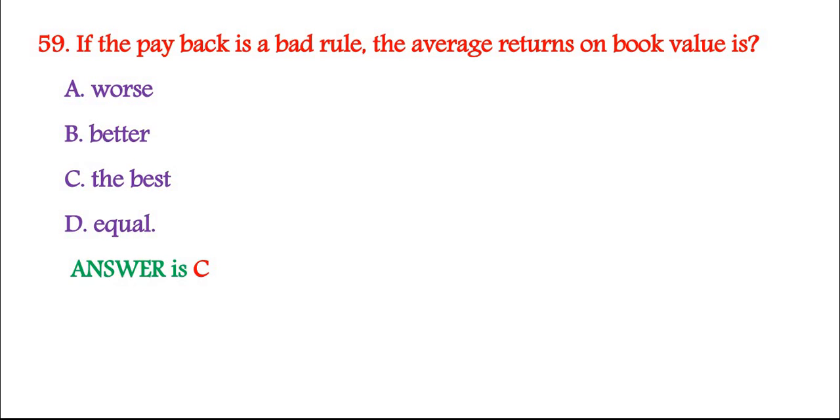59. If the payback is a bad rule, the average returns on book value is A. Worse, B. Better, C. The best, D. Equal. Answer is C.